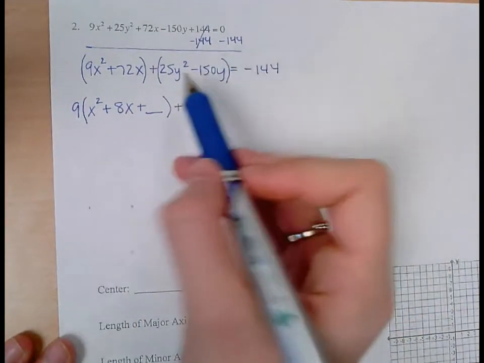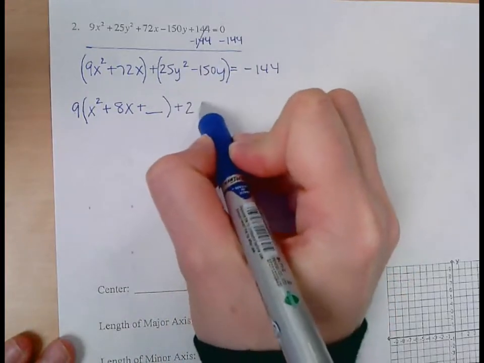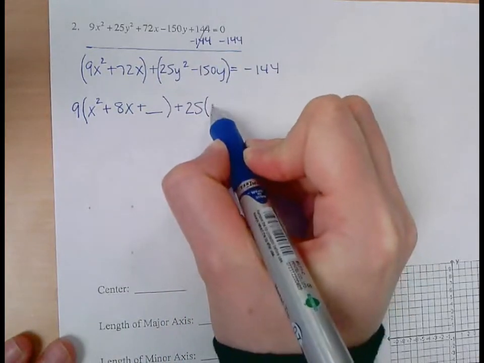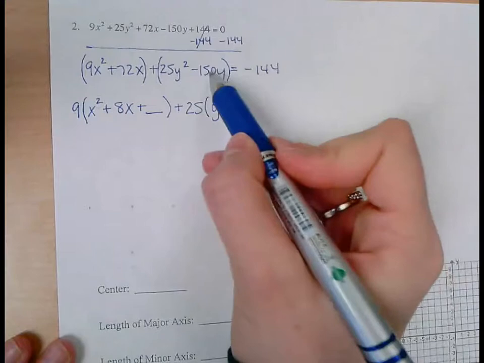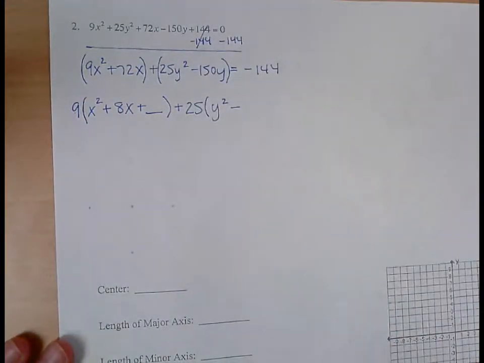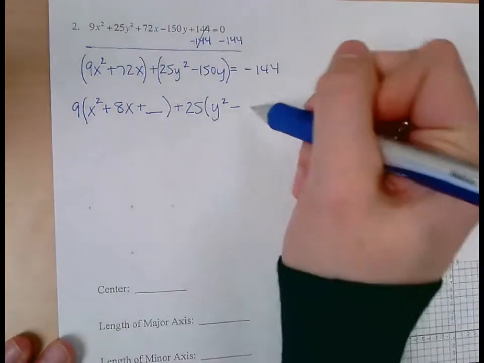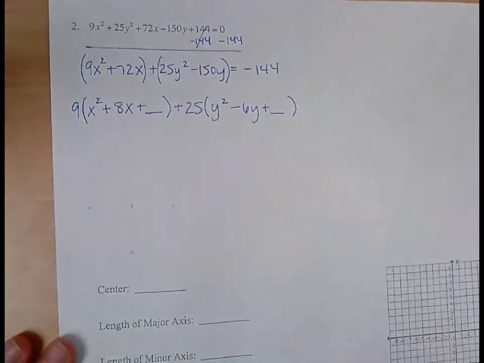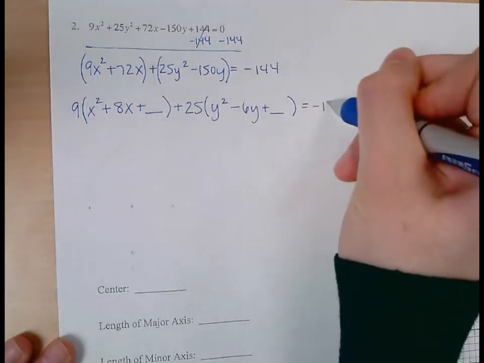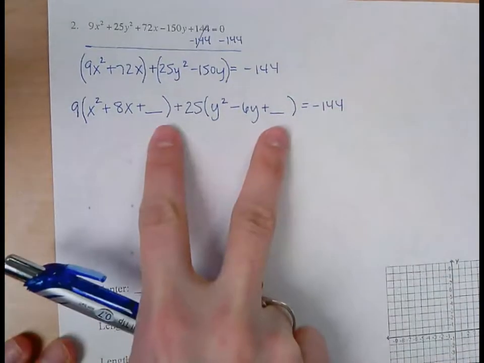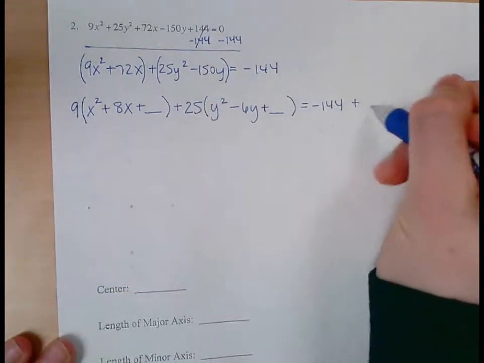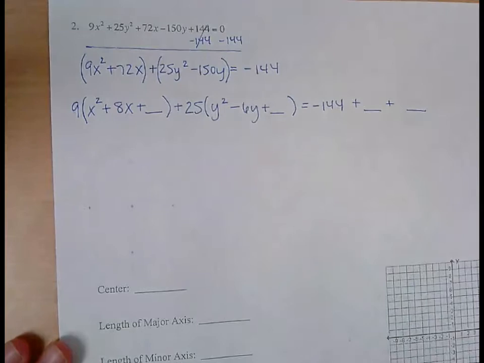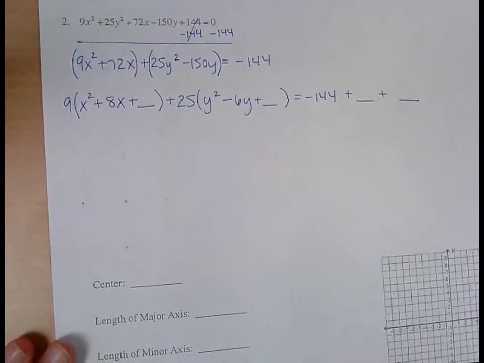I'm going to put a plus blank right away because I'll be completing the square. And then plus, for the y's, I have to take out a 25. I'd have y squared minus 150 divided by 25 is 6. So minus 6y, and then plus blank for completing the square equals negative 144. If I'm adding 2 things to the left side, I have to add 2 quantities to the right side as well.